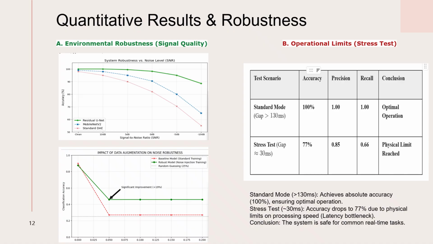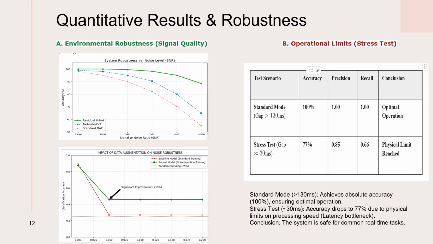So does this medical inspired approach work for motors? The data says yes. On the top left, you see our analysis. The blue and red dotted lines represent traditional models. As the background noise gets louder, moving right, the accuracy crashes. Our model, the green line, maintains high accuracy even in the noisy environment.